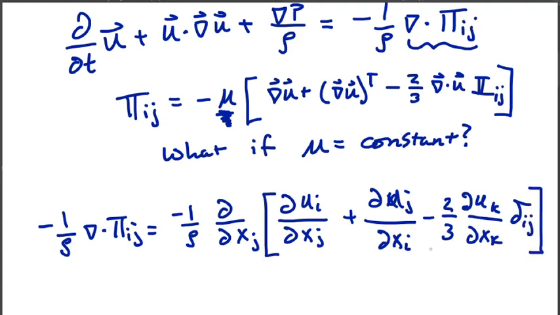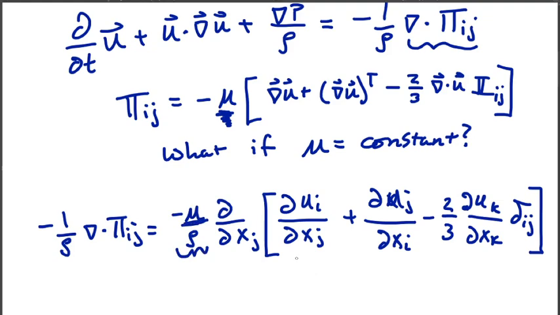Okay, so I was saying a moment ago that this thing's symmetric. That's our pi ij. Oh, and I've forgotten our mu. Our mu is a constant, and so our mu propagates through the partial with respect to x_j term, and we just get a nice mu out front. And we've got this mu over rho term out front in our system.